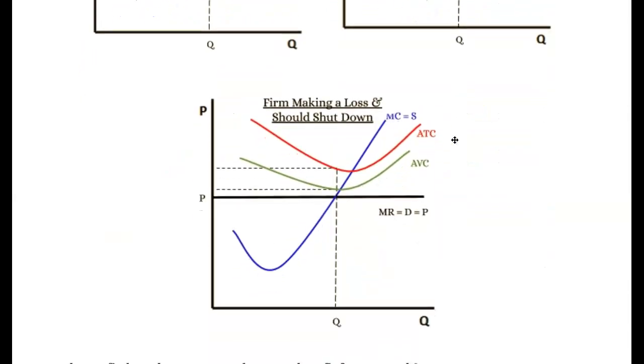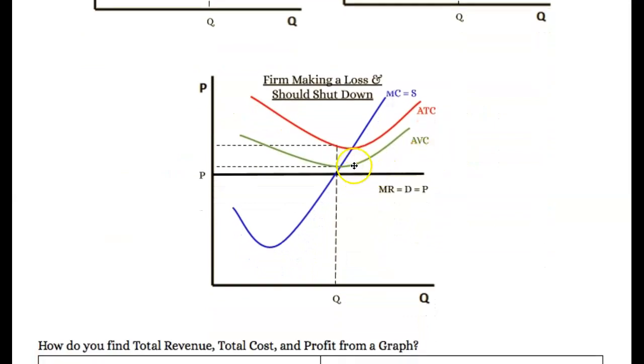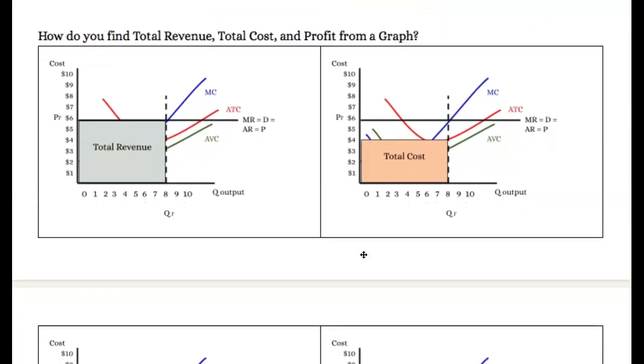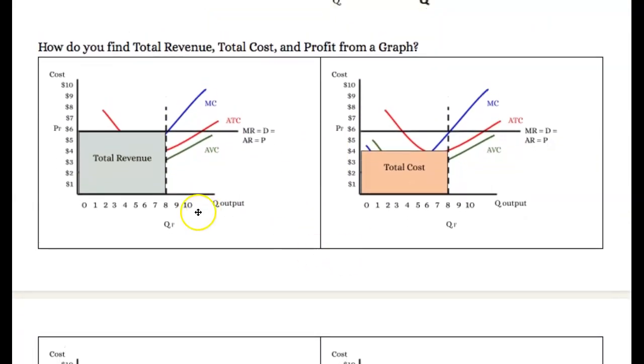And this is a firm that should shut down. And what you'll notice is both AVC and ATC are above your marginal revenue price curve. So if AVC and ATC are above marginal revenue, above price, then you should shut down. And these graphs are just showing you where you would find these.